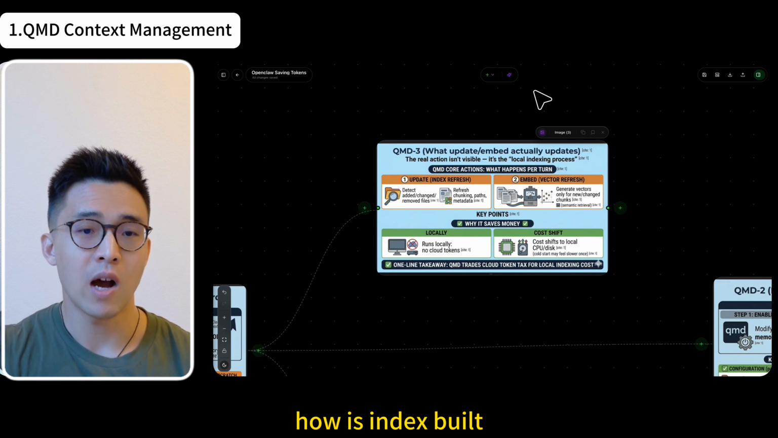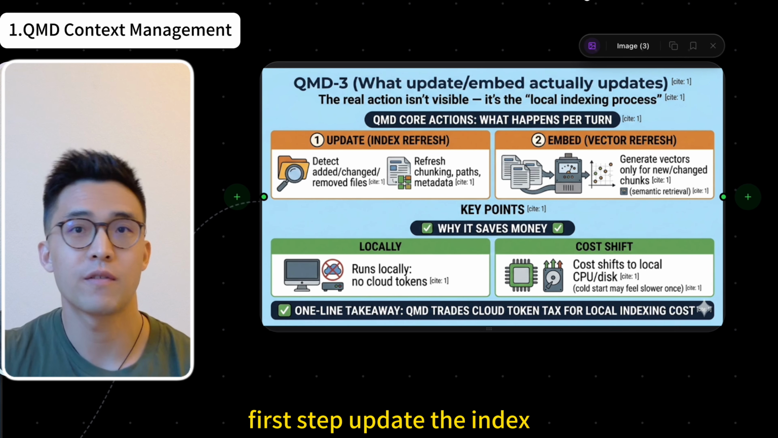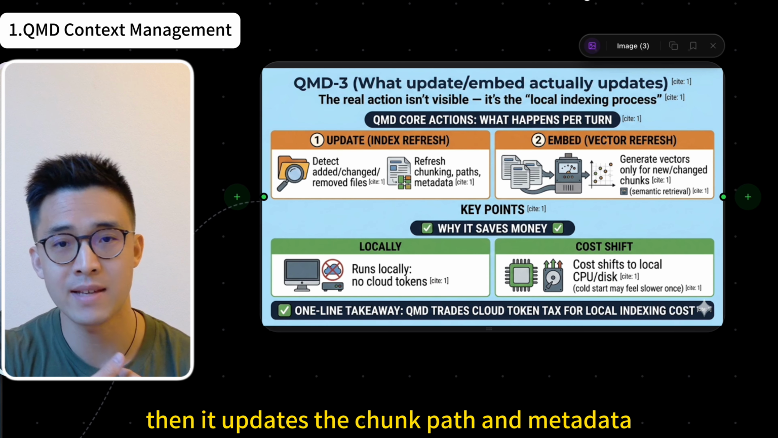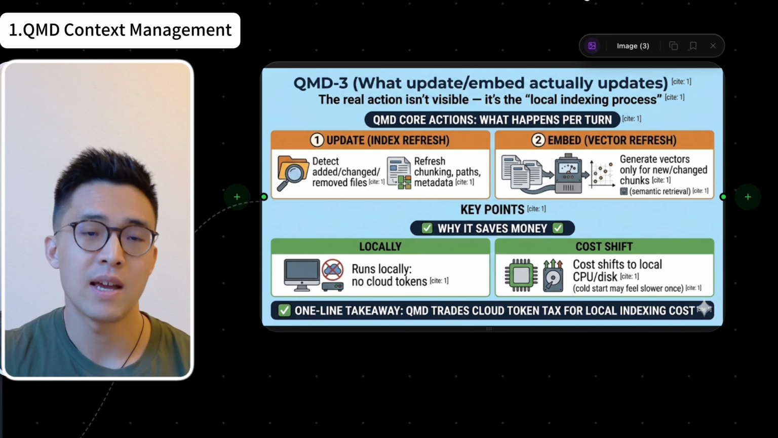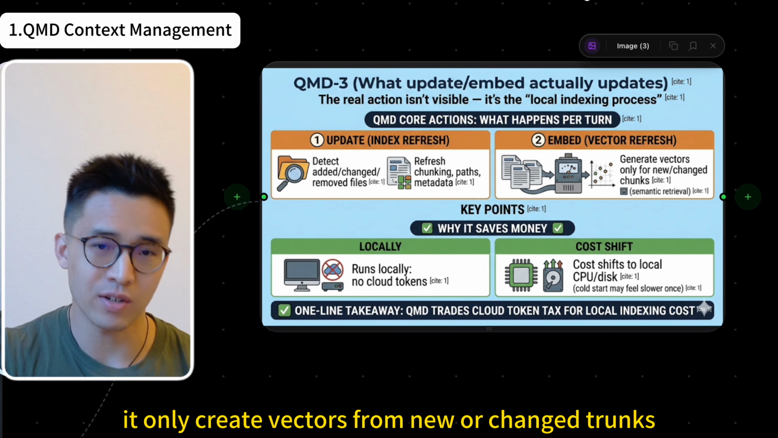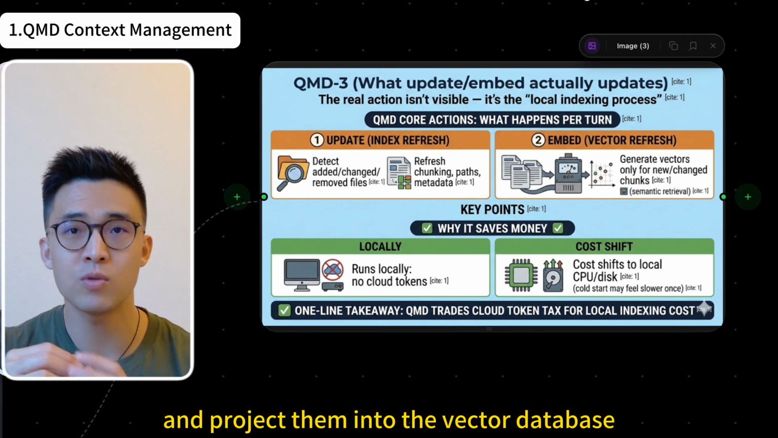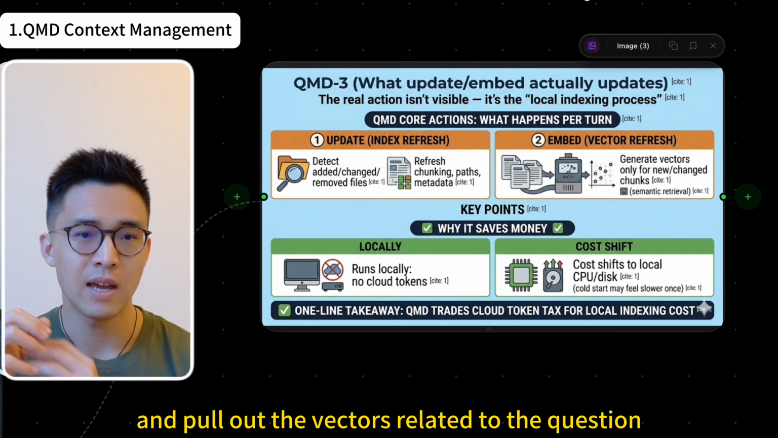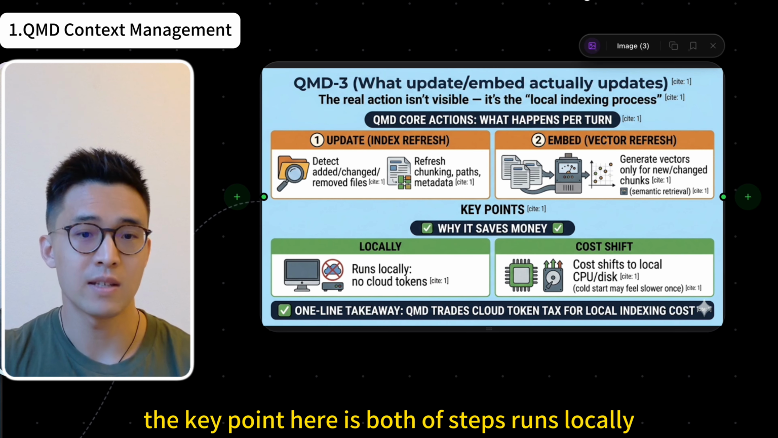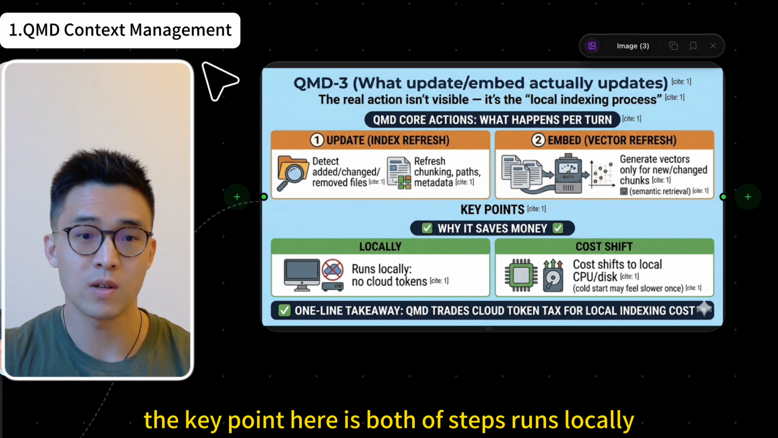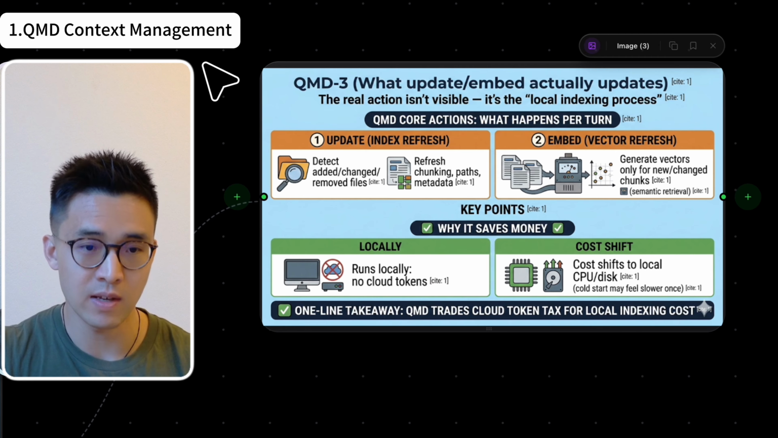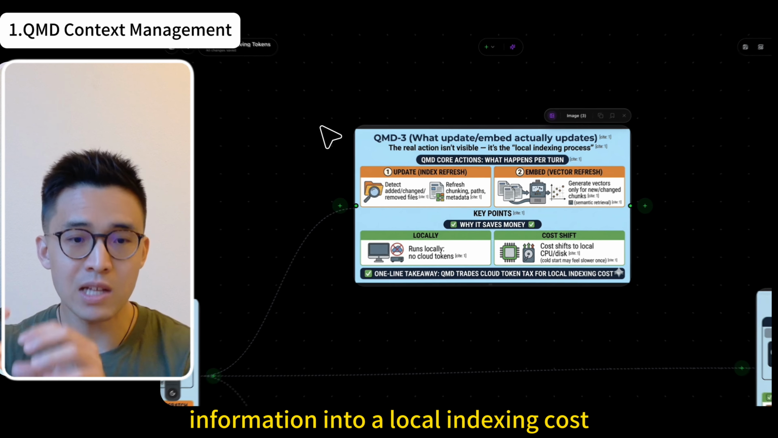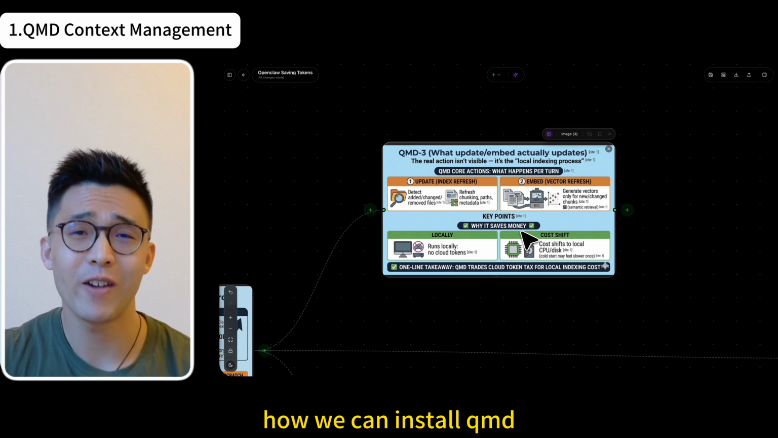So how does it work? How is the index built? There are two steps. First step, update the index. It finds which files were added, changed, or deleted, then it updates the chunk path and metadata. It's like updating the table of contents. Step 2, update vectors. It only creates vectors from new or changed chunks and projects them into the vector database. During the semantic search, it calculates similarity between these vectors and pulls out the vectors related to the question. The key point here is both steps run locally and they do not consume cloud tokens. So QMD turns the cloud token cost, which is API cost, of reading all files and information into a local indexing cost.